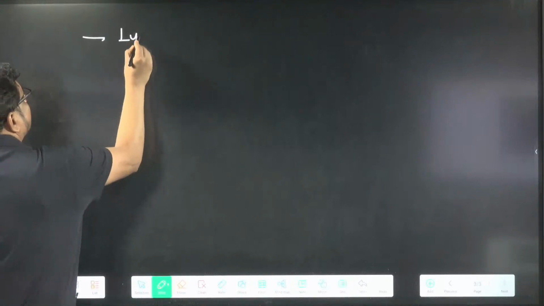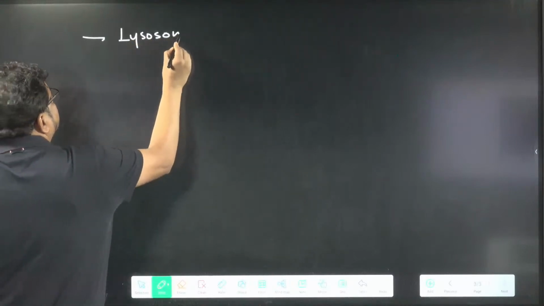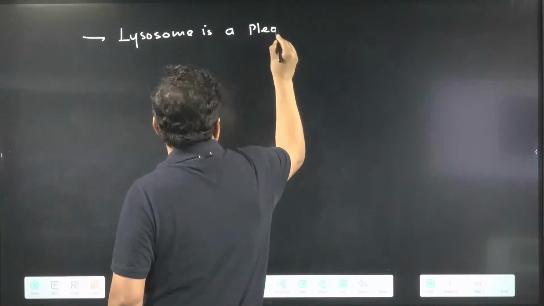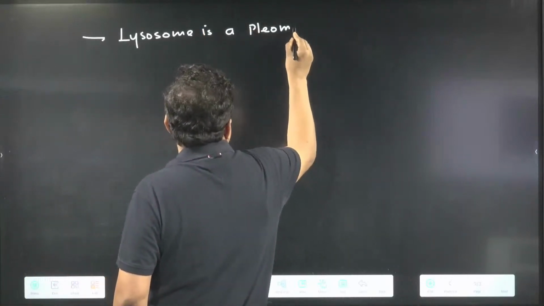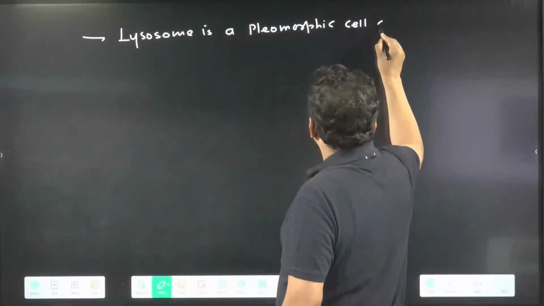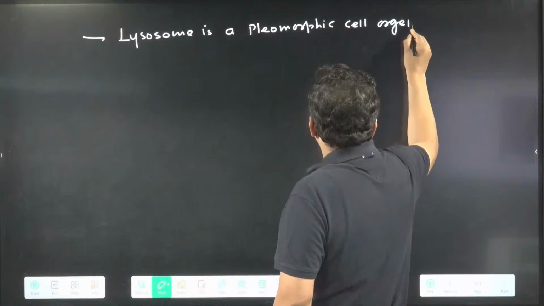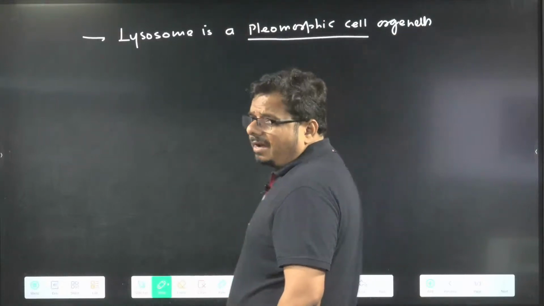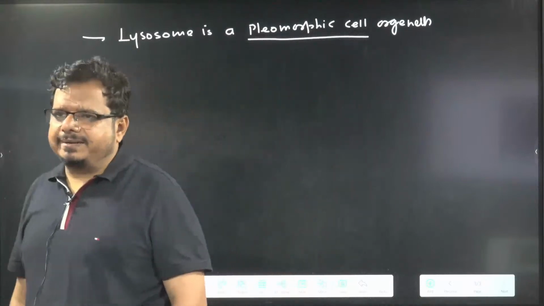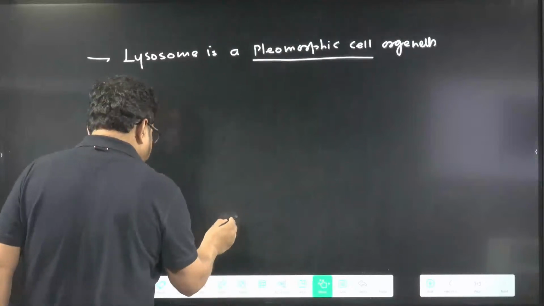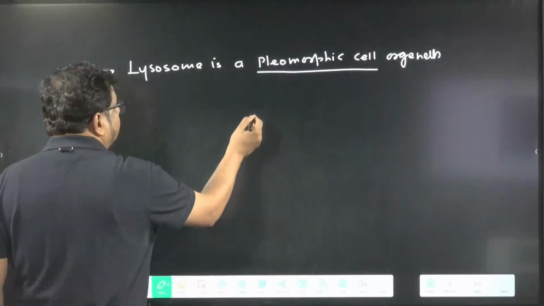I am writing, lysosome is a pleomorphic cell organelle. Pleomorphic means it has a different structure in different physiological states.